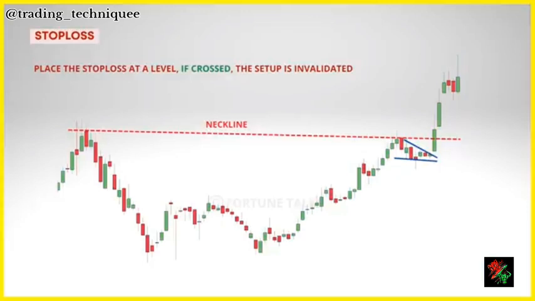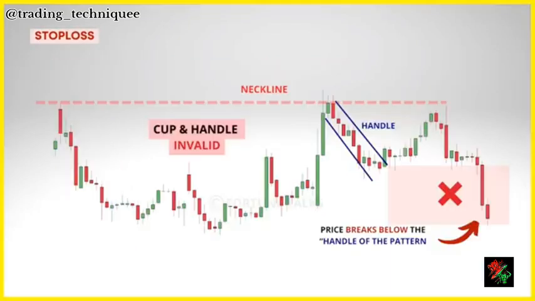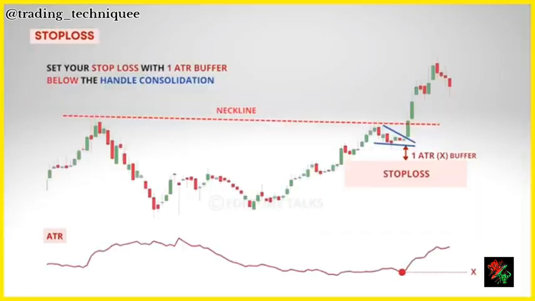Now ask yourself, when will a cup and handle pattern become invalid? A cup and handle pattern invalidation comes when the price breaks below the handle of the pattern. Now the stop loss setting is same as in the case of a bull flag or a bull pennant pattern. Now you don't want to put the stop loss at the exact low of the handle because the market could trade into that area of value and then reverse higher. So instead give it some buffer below the handle like 180 or below it.